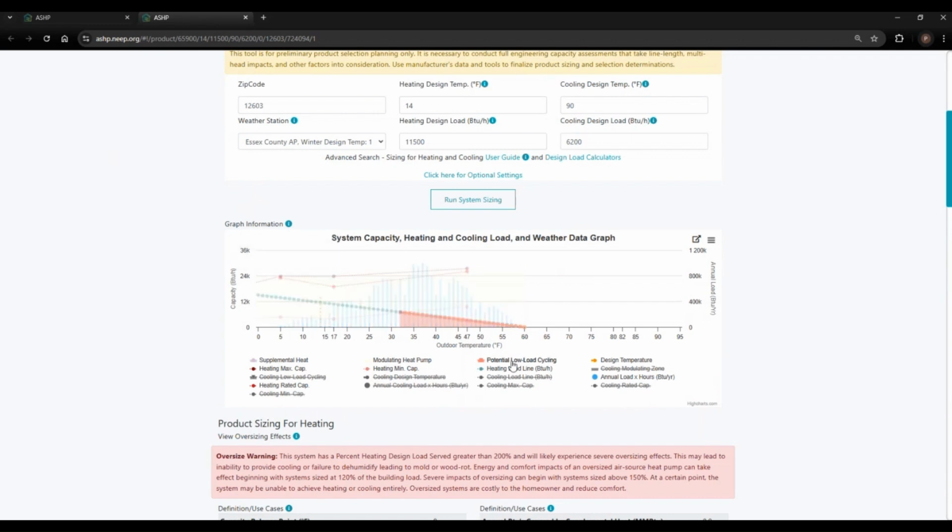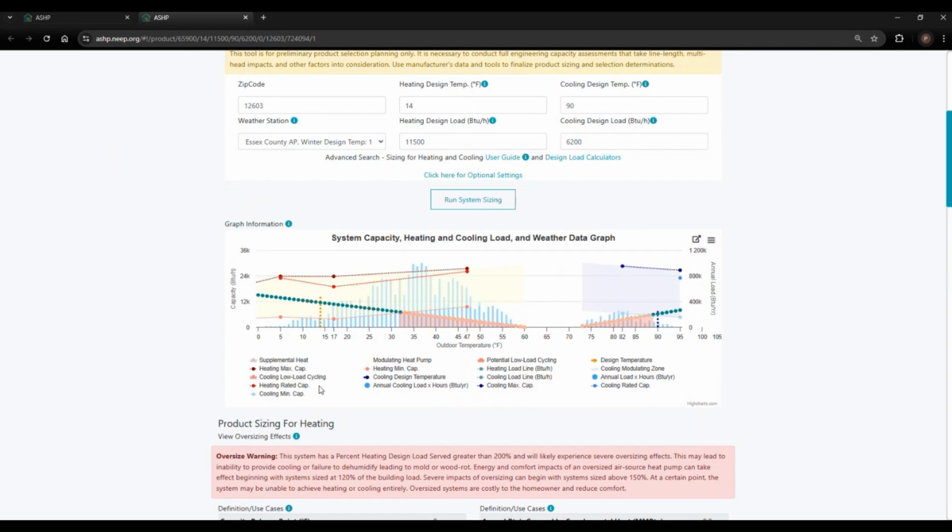In this potential low-load cycling zone, the heat pump may cycle on and off, which causes inefficiencies and could decrease comfort. We can see that the potential low-load cycling zone encapsulates the temperatures where the annual load times hours peaks. A heat pump that will operate effectively for most annual load hours should be within its modulating zone for most of the annual load times hours. To analyze the system further, let's add in cooling.